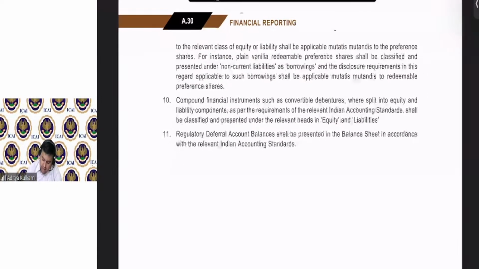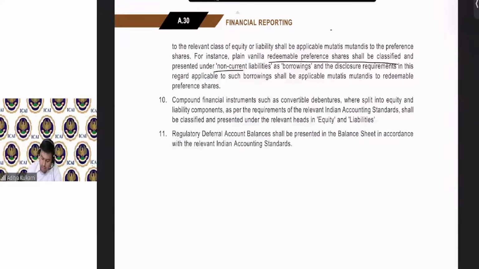Plain vanilla redeemable preference shares shall be presented under non-current liabilities as borrowings. Disclosure requirements applicable to borrowings shall be applicable as they are. Mutatis mutandis means that as it is applicable to borrowings, the same disclosure requirement shall be applicable to preference shares. Compound financial instruments shall be split into equity and liability components and presented under relevant heads.